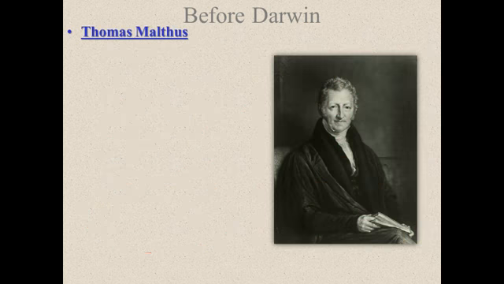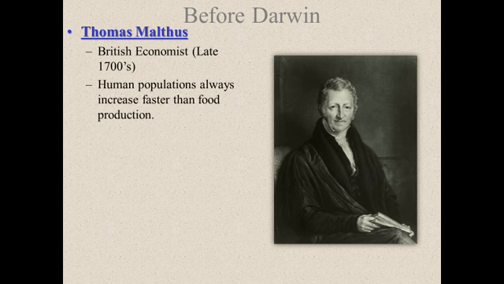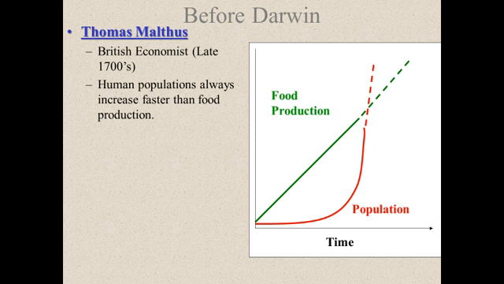The next person that we're going to talk about is this guy, Thomas Malthus. Now, Thomas Malthus was an economist, and you might well wonder, how does an economist have anything to do with evolution? Well, Malthus was interested in studying how human populations changed and how the food supply changed. And one of the things that he noticed was that populations tended to increase exponentially. When he graphed human population growth, he noticed that it grew exponentially. And when he graphed the growth in food production, he noticed that it increased linearly.